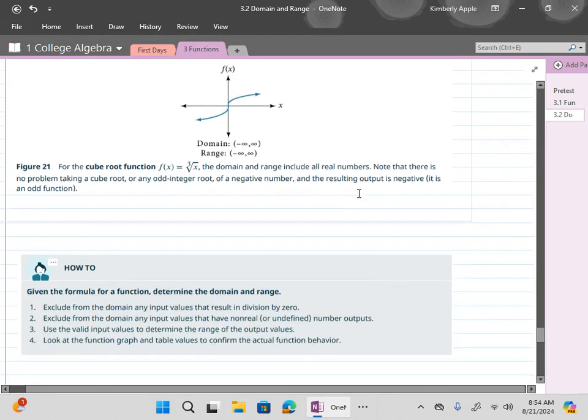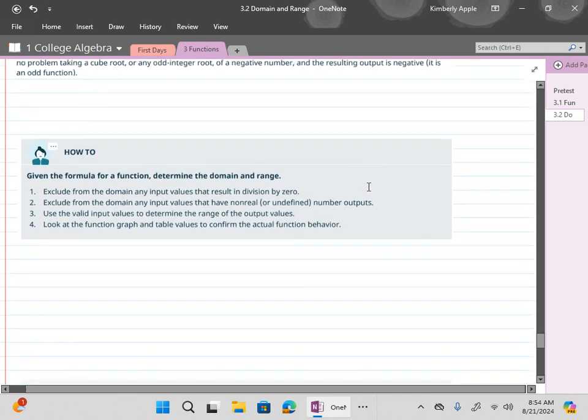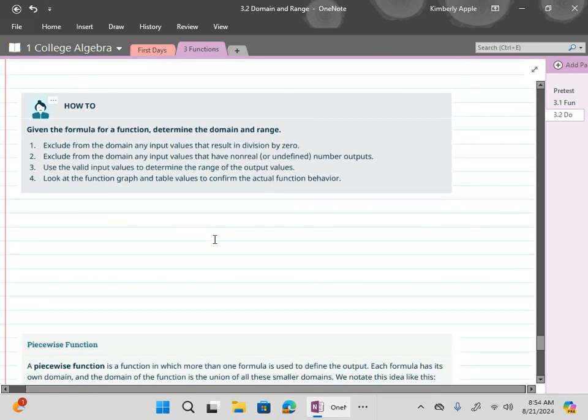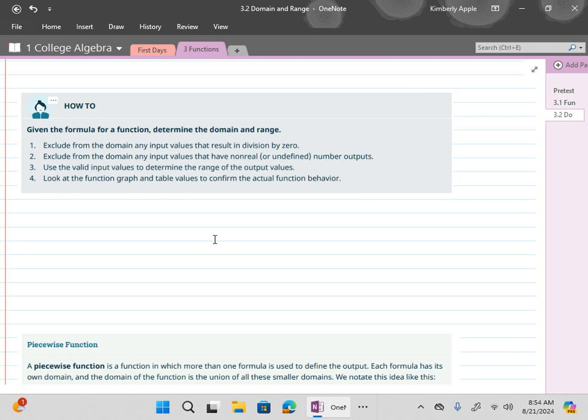All right, I know that was a lot, but it's worth it. Given the formula for a function, determine the domain and the range. This is what usually students struggle with. The domain is usually not as big of a problem, but the range is. The range confuses people, and it comes from you not memorizing those toolkit functions and knowing how they move around.